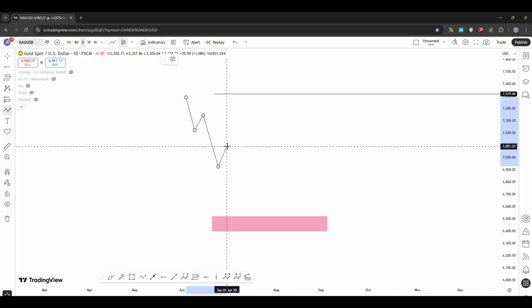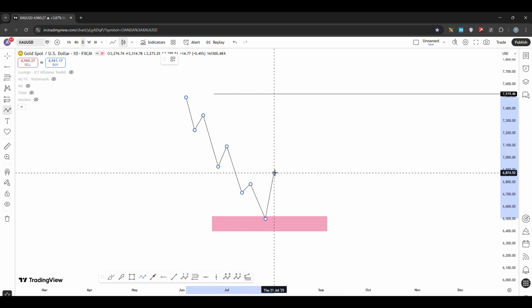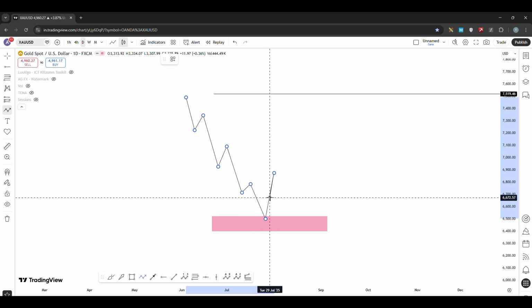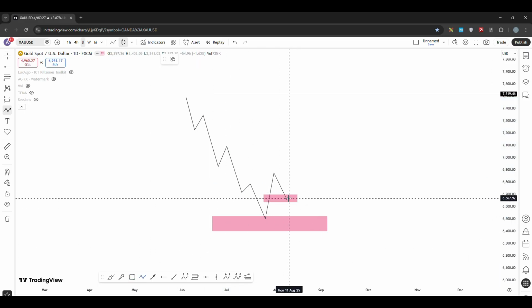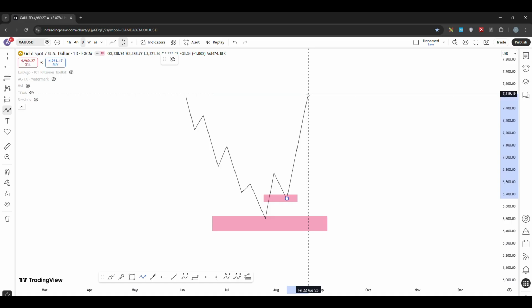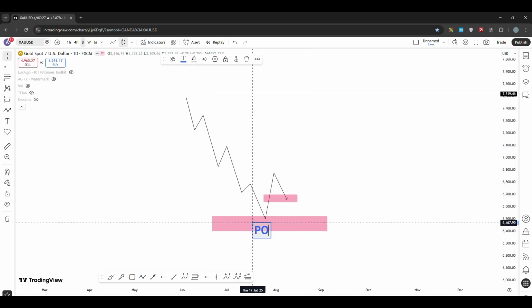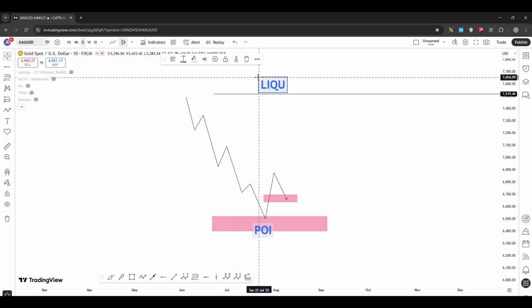comes down like this. It taps our POI, gives displacement, creates market structure shift, comes down, taps into a fair value gap or an order block. Let's say it taps into a fair value gap, and from here it starts pushing higher. Now, when it will push higher, do you think that market will directly go towards our liquidity? No, right? Let me mark it once again. This is a POI and this is our liquidity.